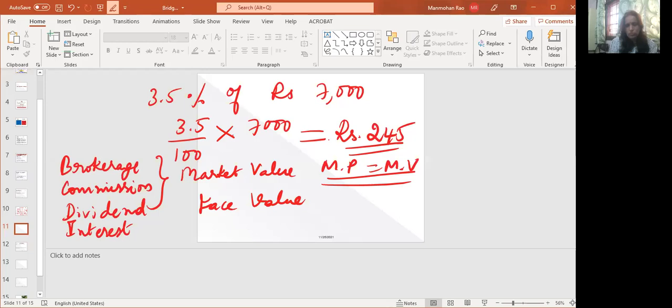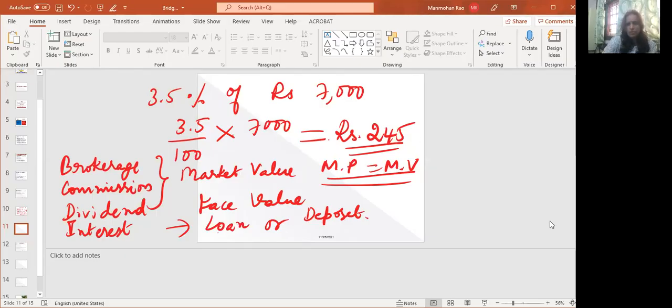The first is brokerage, second one is commission, then third is dividend, fourth is the interest. Interest is generally calculated on the loan amount, or the interest rate is calculated on the deposit. Either you lend the money or you borrow the money. So either on the loan amount you have to calculate the interest, or on the deposit, how much you are depositing in the bank. On that basis, you calculate the interest. Our bank announces the interest.